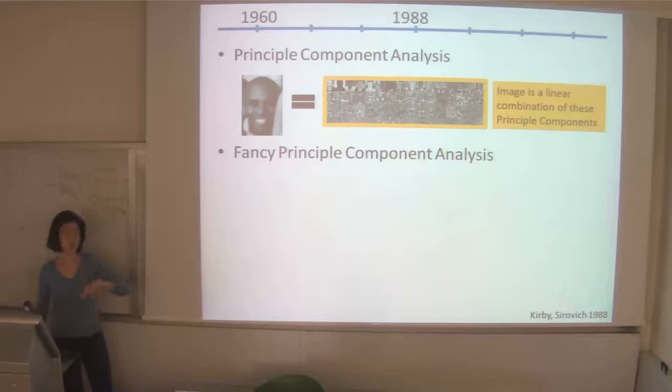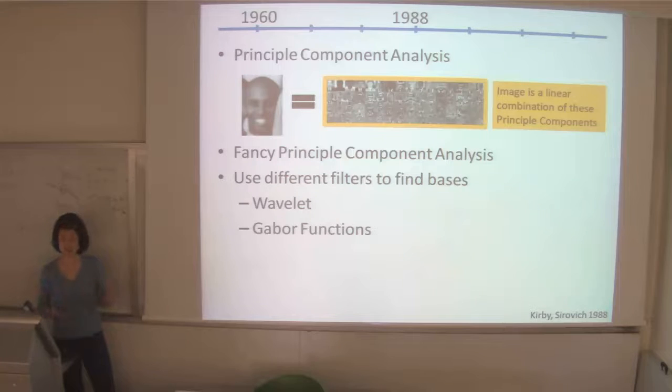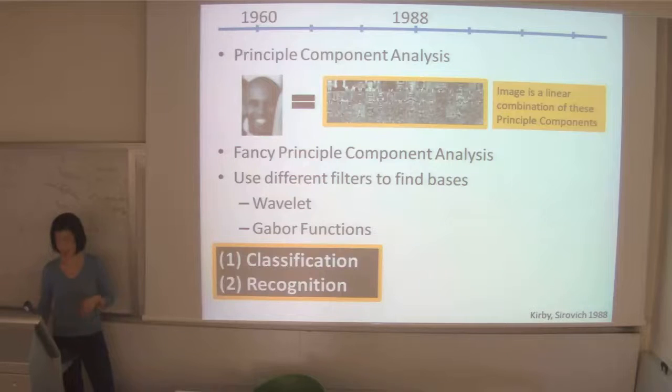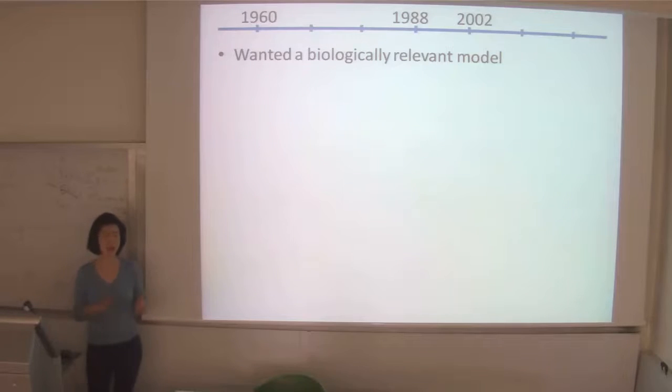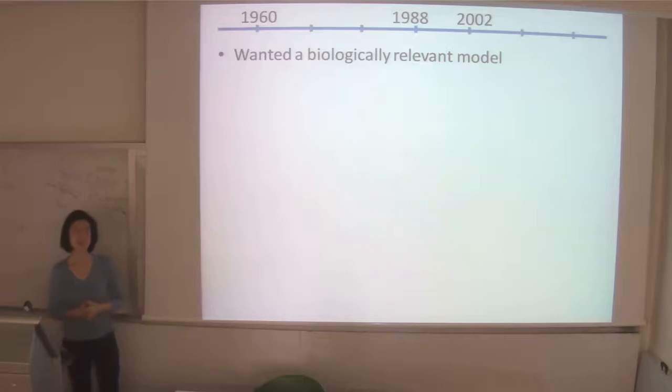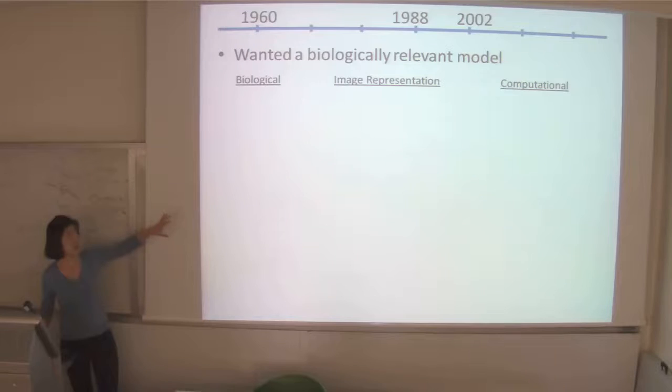So from then until now, there's been a lot of development in fancy principal component analysis, using different filters to find bases, wavelets, and Gabor functions. And it's used both in classification and recognition at this point. So what happened in 2002 with Ullman et al., the paper that we're talking about, is that they said, hey, we don't think our brain represents objects using sub-pictures. We want a biologically relevant model. So this is where they decided to see what happens in the brain, how we represent the image, and if we can use that process computationally, and if that would be a more natural way to recognize and classify faces.